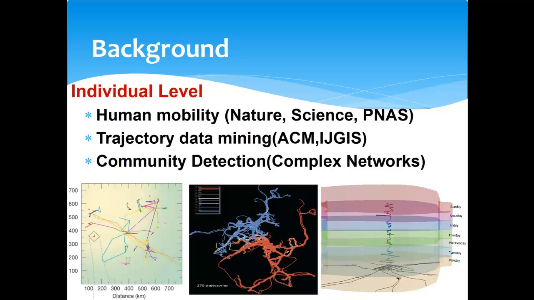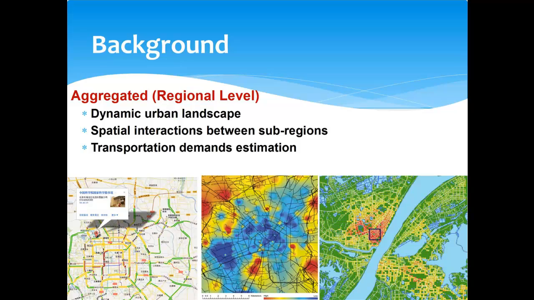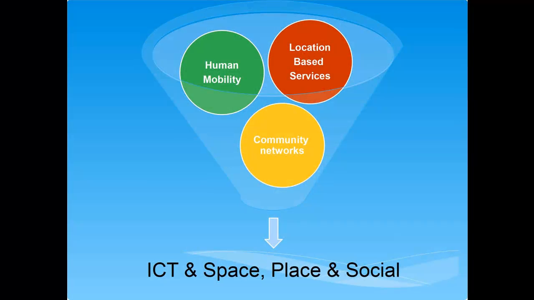From the individual level, we have human mobility studies. This is also a hot topic recently published in Nature and Science. And we have trajectory data mining and community detection in terms of complex network study. And from the aggregated level, we can study the dynamic urban landscape, investigate spatial interactions, or estimate transportation demands. So a lot of things. This reminds us to think about how ICT use relates to space, place, and the social sciences.